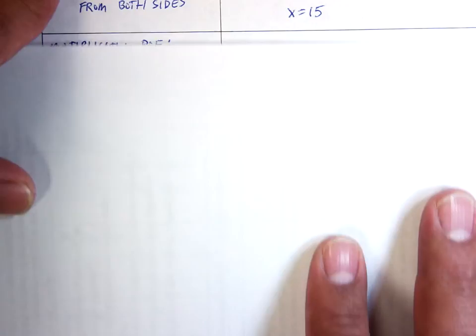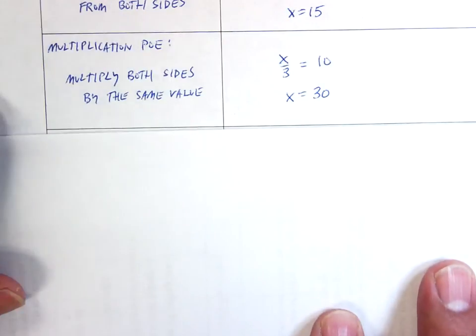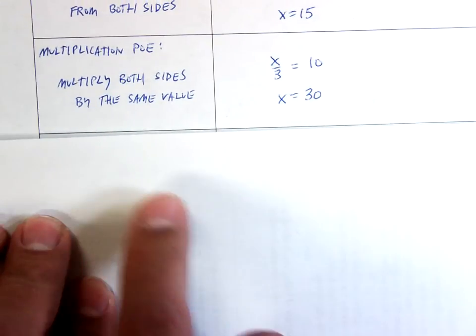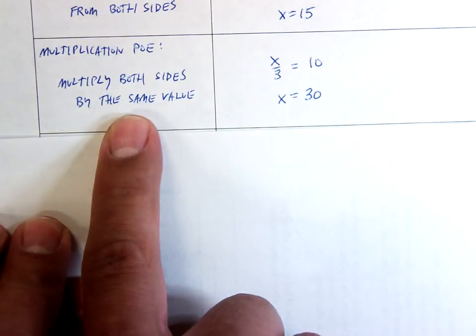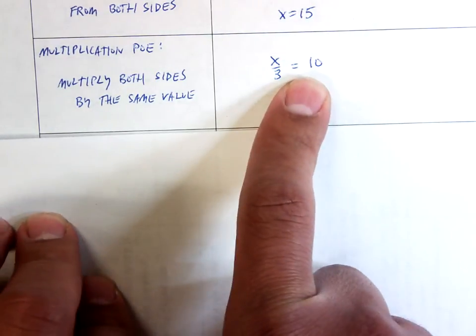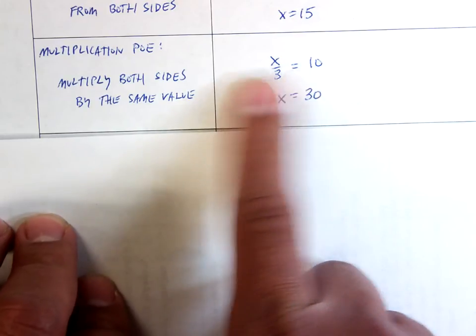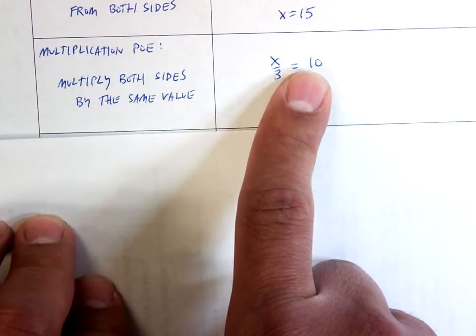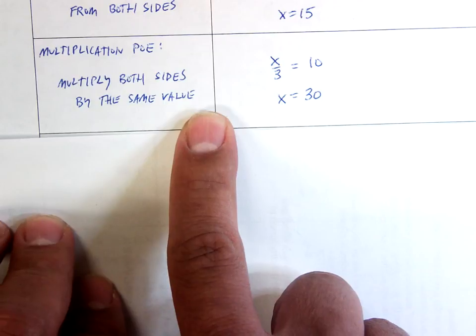Okay, think about what you think would come next. No surprises. There's a multiplication POE. Just means you multiply both sides by the same value. That's what I do when I do this one. X divided by 3 is equal to 10. How do I solve this? I multiply both sides by 3. And so my justification for that would be the multiplication POE.